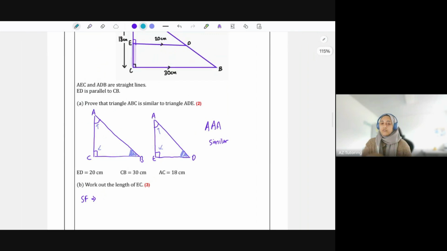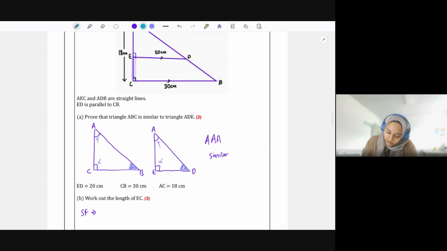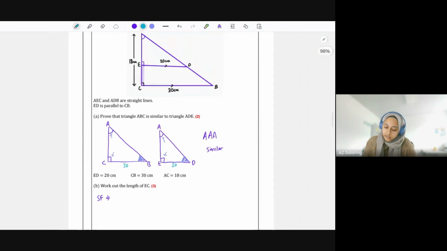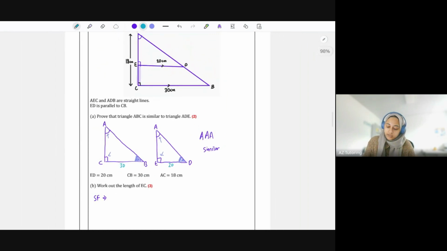But obviously write it down again, but I'm just going to write it here. So I know on ED that's 20, and I know this is 30. So to work out the scale factor, I can just do 30 divided by 20. Cancel the zeros out. So 3 divided by 2, so it's just 1.5. We'll leave it as is.